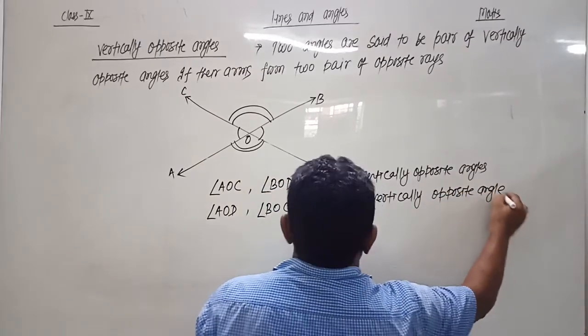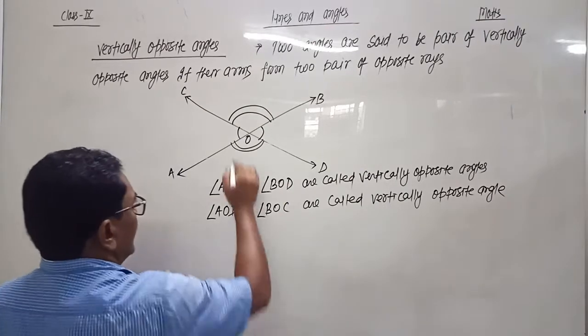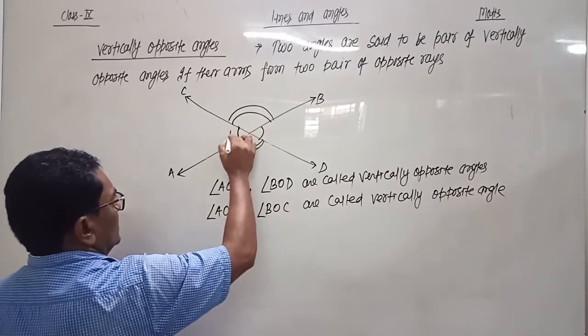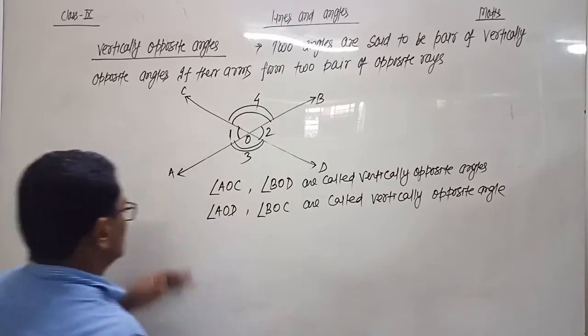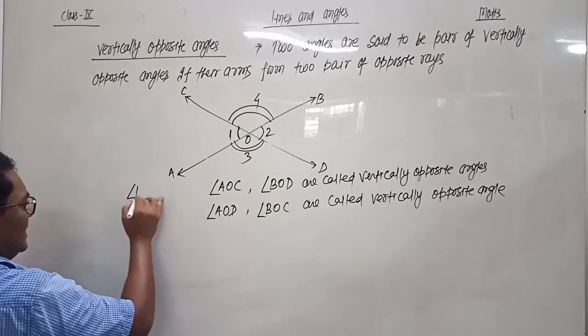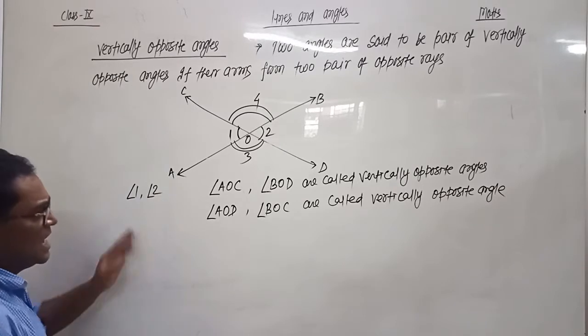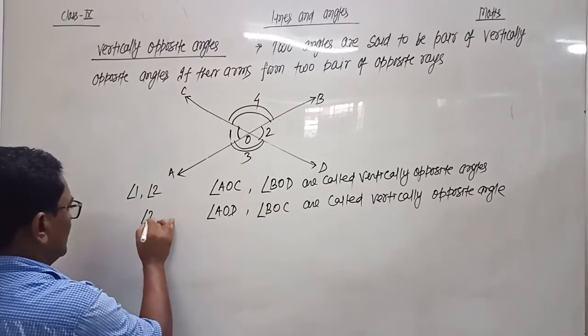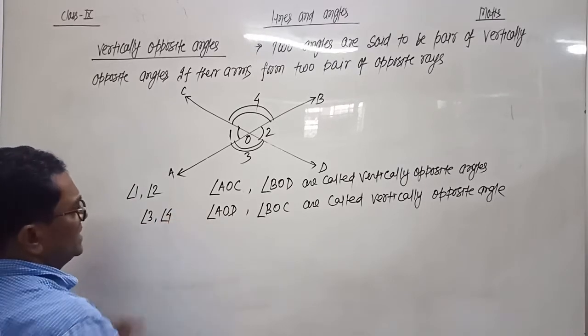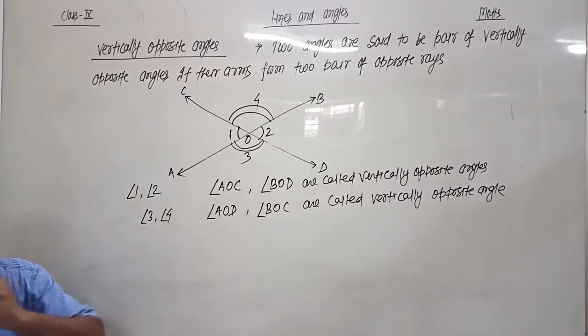We can represent these angles by numeric values. Suppose 1, 2, 3 and 4. So we can also write angle 1 and angle 2 are vertically opposite angles, and angle 3 and angle 4 are vertically opposite angles. Now we prove a theorem.